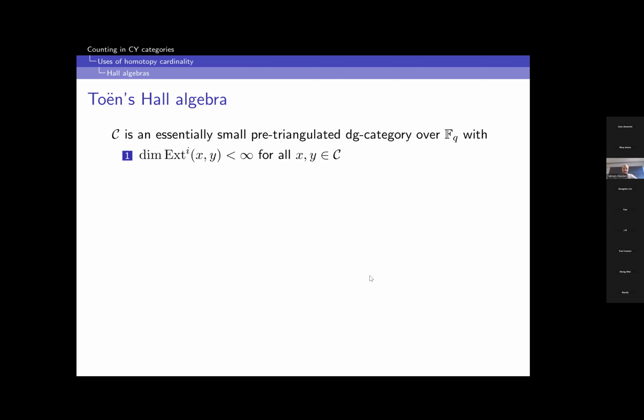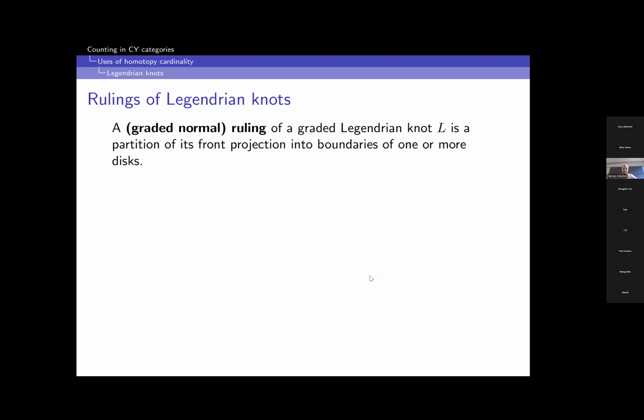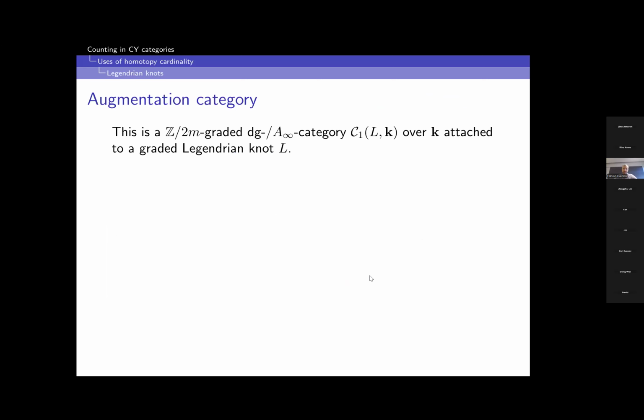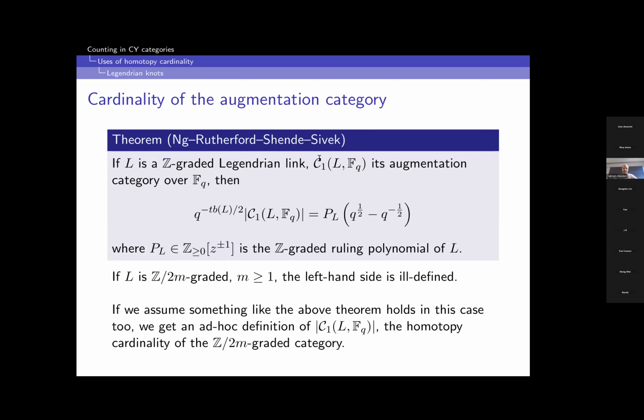And another example is in knot theory. So the knot theory part was a bit quick last time, but the main point is the following. There was a result here of Ng-Rutherford-Shende-Sivek, which tells you that if you have a Legendrian link and it's graded, meaning roughly that the winding number along the knot, the total turn, has to be 0, then you can assign to it 2 things. On the one hand, it has this ruling polynomial P sub L, and you specialize that to square root of q minus 1 over square root of q, where q is some prime power.